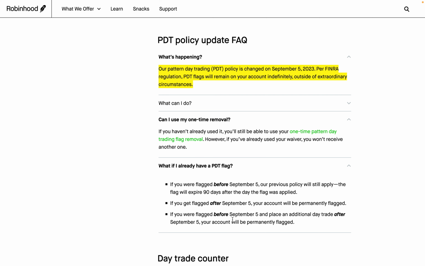So again, as you guys can see, a huge change just happened yesterday, and I think it's going to lead to a lot of people losing their ability to day trade.